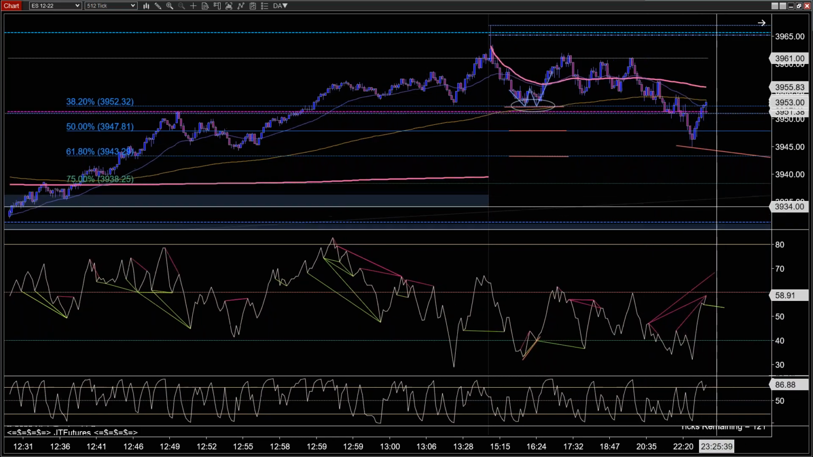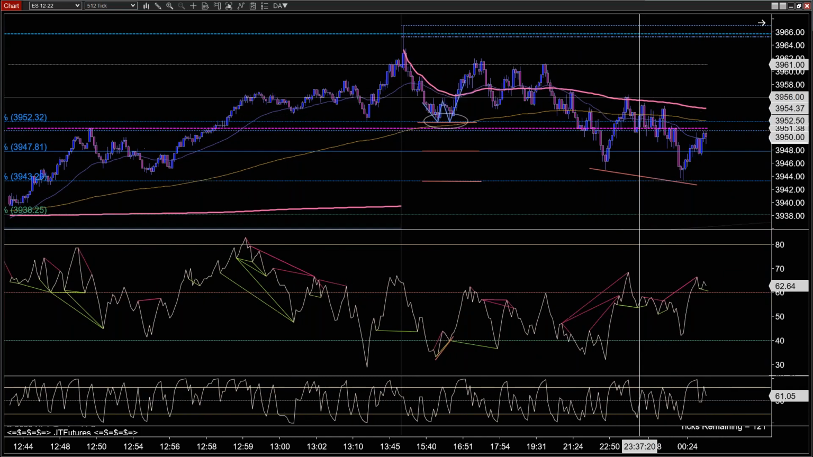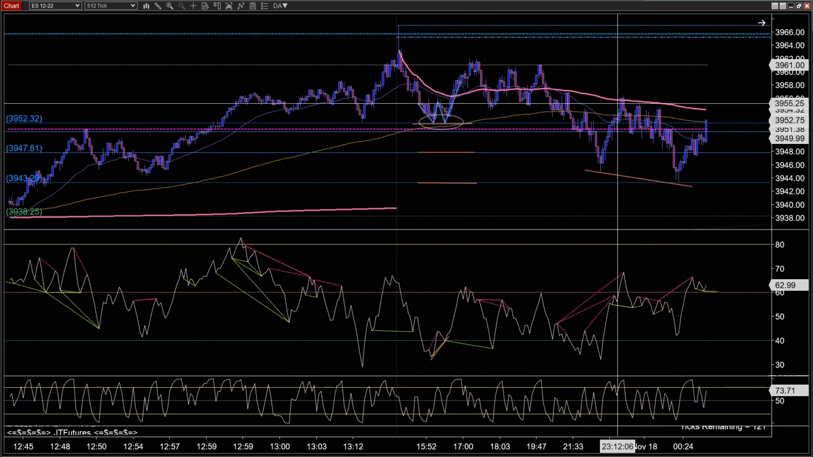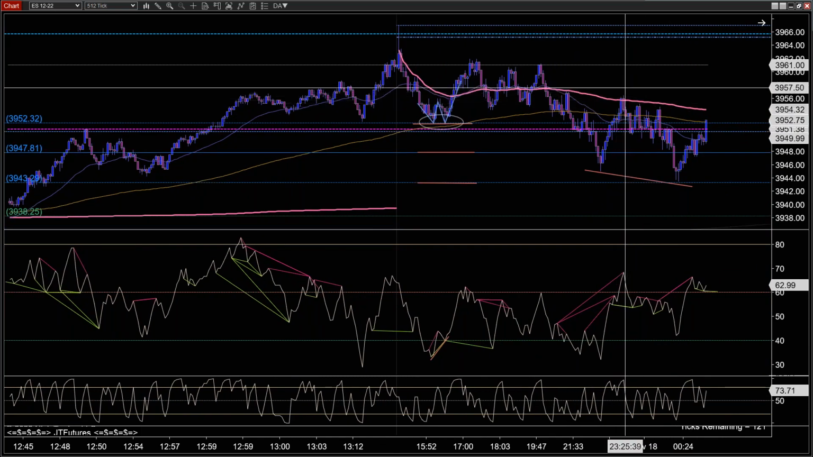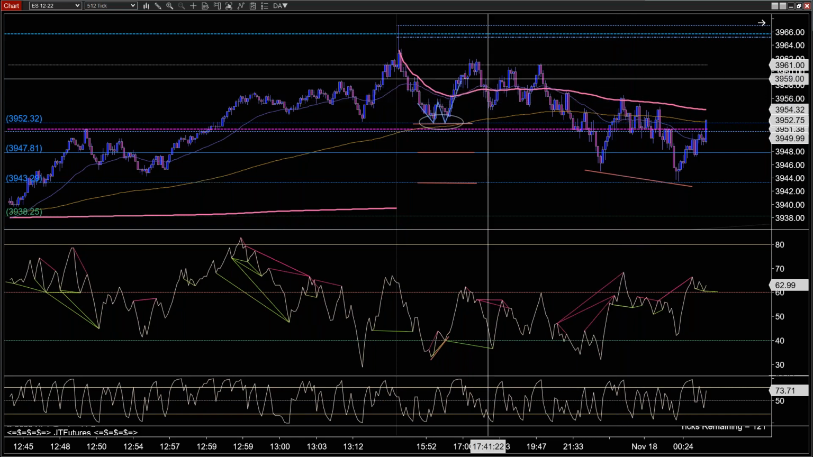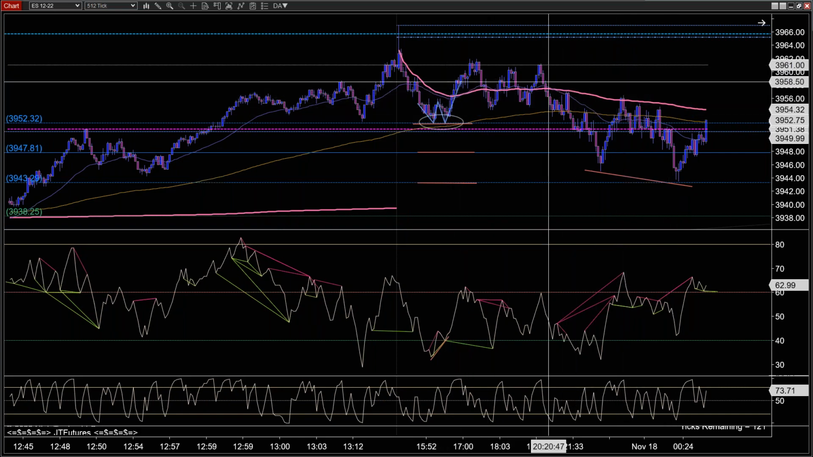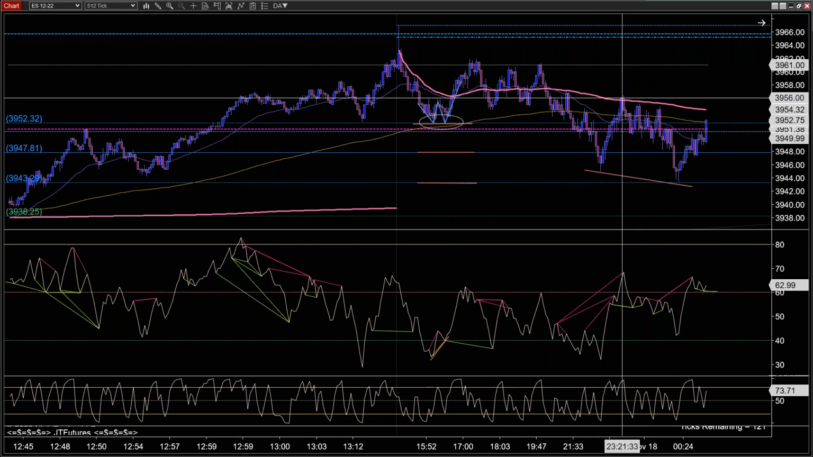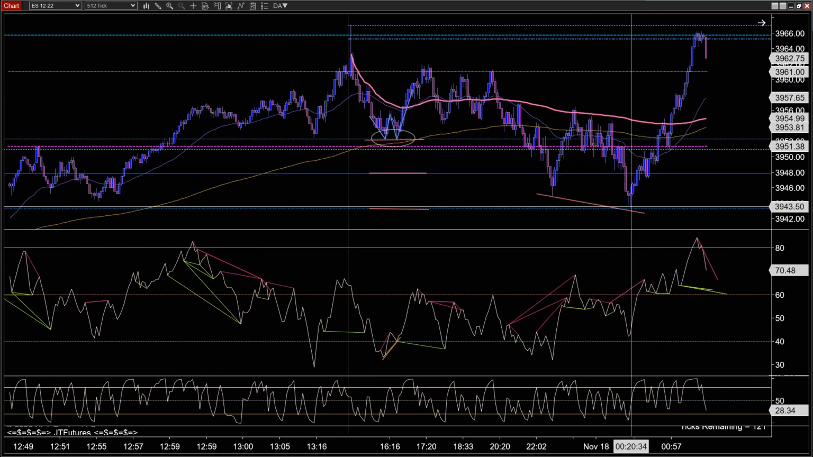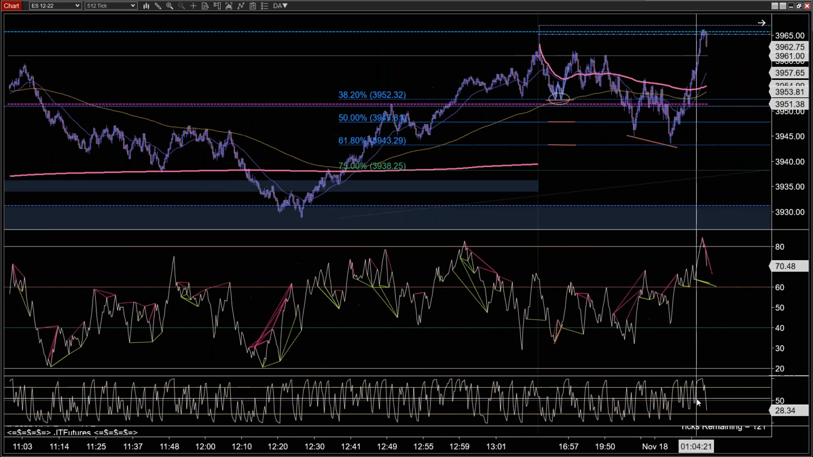So it does end up bouncing. Interestingly enough, it reacts right off of VWAP, which is one of our moving averages, which is something I haven't spent enough time showing you here just yet, but came right into it, pulled back, and then we bounced 1 tick in front of the 61.8.